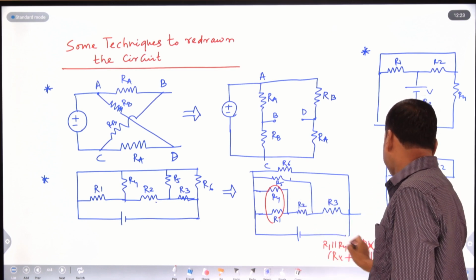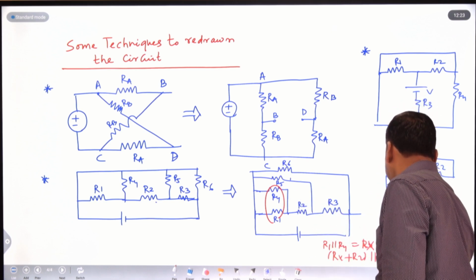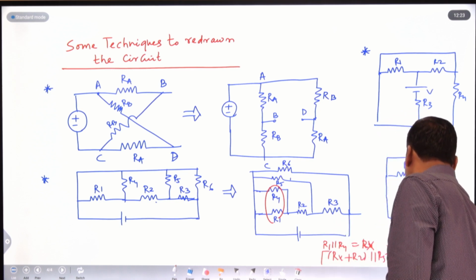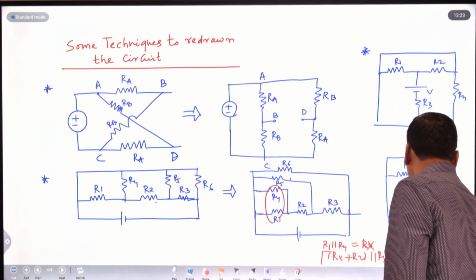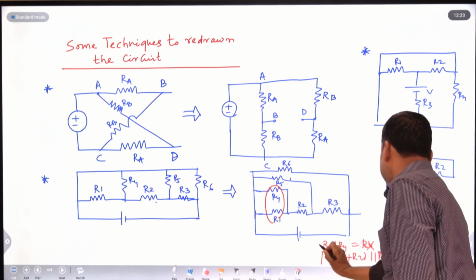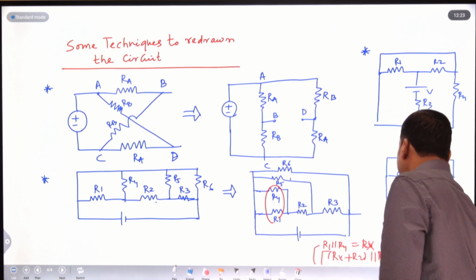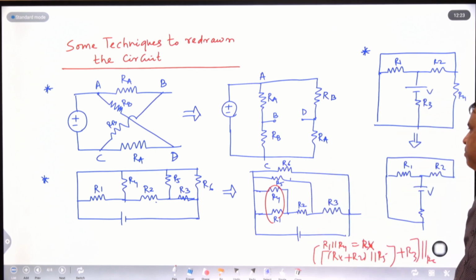Again, if you solve this, whatever this is, it is in series with R3. Whatever this is, that will be parallel with R6. So in this way you can easily solve.